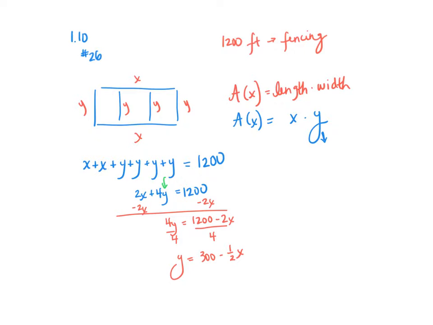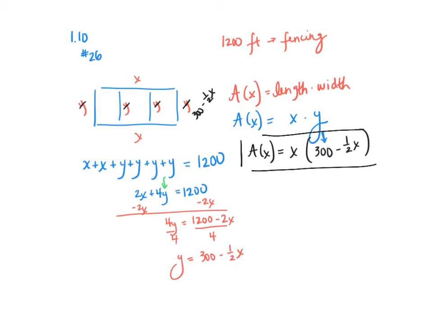So now, instead of this y, I can write it differently. I can write it 300 minus 1/2 x. So now when I'm writing my final function, I can say x times the quantity 300 minus 1/2 x. Now that's really all you had to do for number 26, but you could kind of go further.